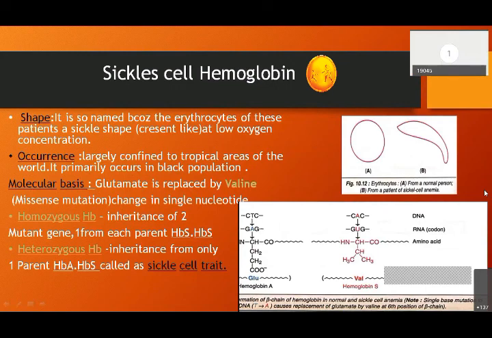What is sickle cell anemia? Ma'am, it is a condition in which the erythrocyte changes its shape due to low oxygen availability, which is shaped into sickle cell. Okay.